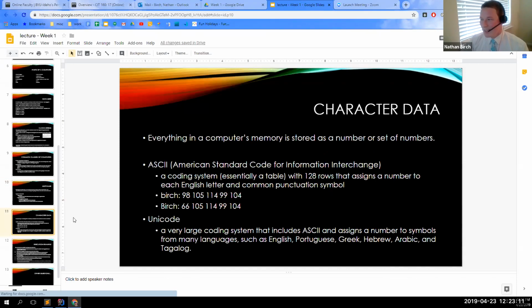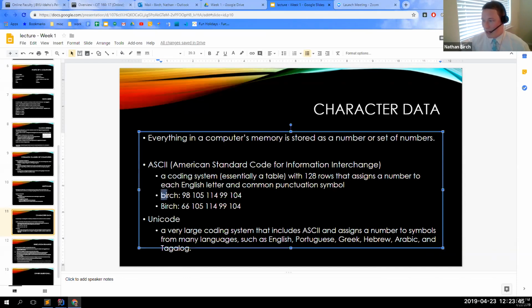All right, so let's go into character data. Earlier I talked about the binary digits, the bits that are either zeros or ones, resembling true or false values. Now, everything in a computer's memory is stored as a number or a set of numbers. The American Standard Code for Information Interchange, or ASCII, is a coding system, basically a table of codes with 128 rows that assigns a number to each English letter and common punctuation symbol. My name right here, Birch, these are the numeric codes to go along with each of the letters in my name.